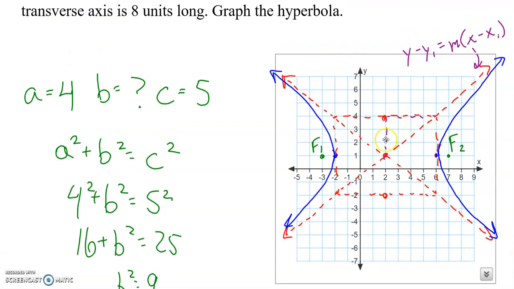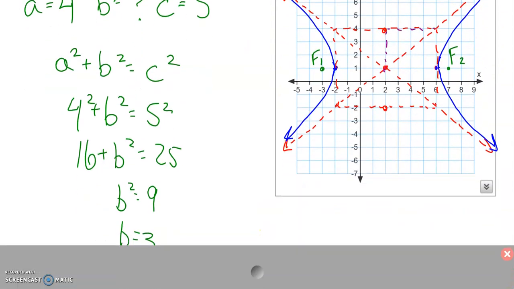And then I was able to draw this 3 units away, and then drawing this rectangle in helps you draw your asymptotes in the right place, so then you can draw your hyperbola through the vertex and within those asymptotes to complete the picture.